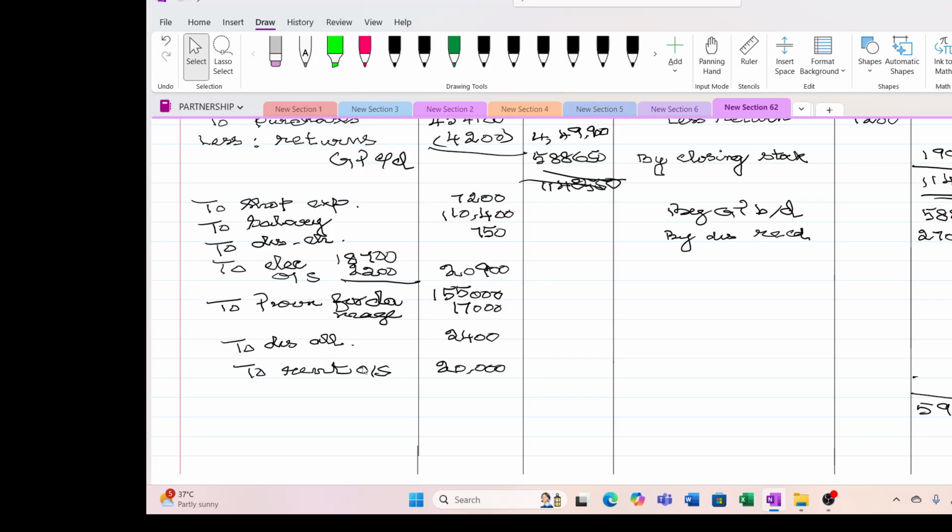Now we have to minus all these things. Minus 7,200, minus 110,400, minus 750, minus 20,900, minus 1,55,000, minus 17,000, minus 2,400, minus 20,000. So 2,57,700. That is our net profit. 257,700.